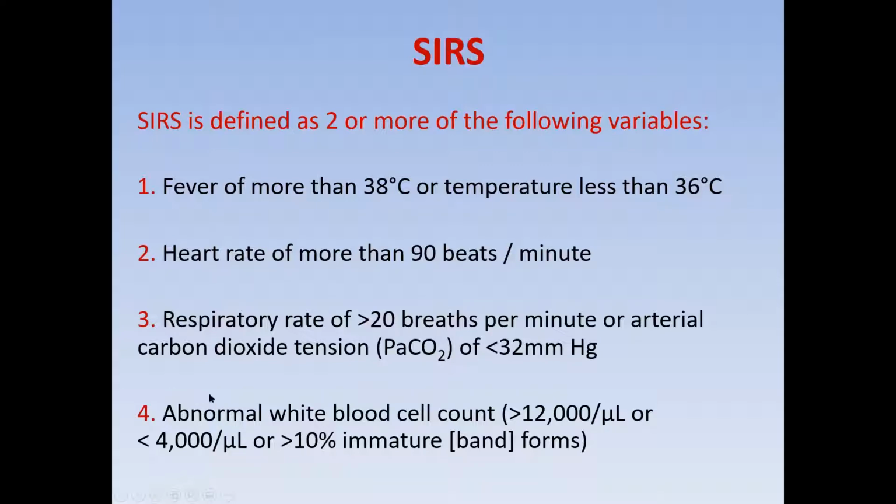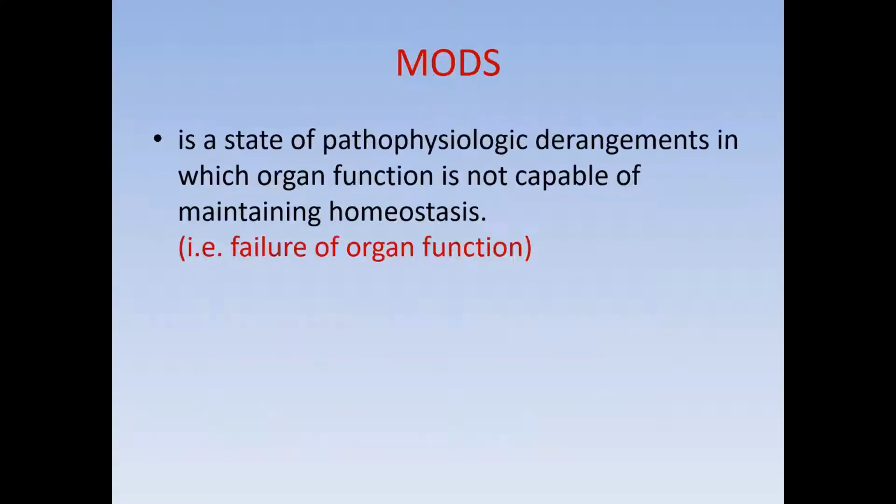The fourth criterion is abnormal white blood cell count, which can be either high, 12,000 or more, or less than 4,000, or the presence of immature neutrophils released from the reserve in the bone marrow, where the nucleus is in the form of a band, so they are called band forms. If you see more than 10% of these immature neutrophils or band forms, then this is another criterion for diagnosis of SIRS. MODS, which stands for multiple organ dysfunction syndrome, is a state of pathophysiologic derangement in which organ function is not capable of maintaining homeostasis, meaning failure of organ function, and it is a failure of multiple organs rather than a single organ.